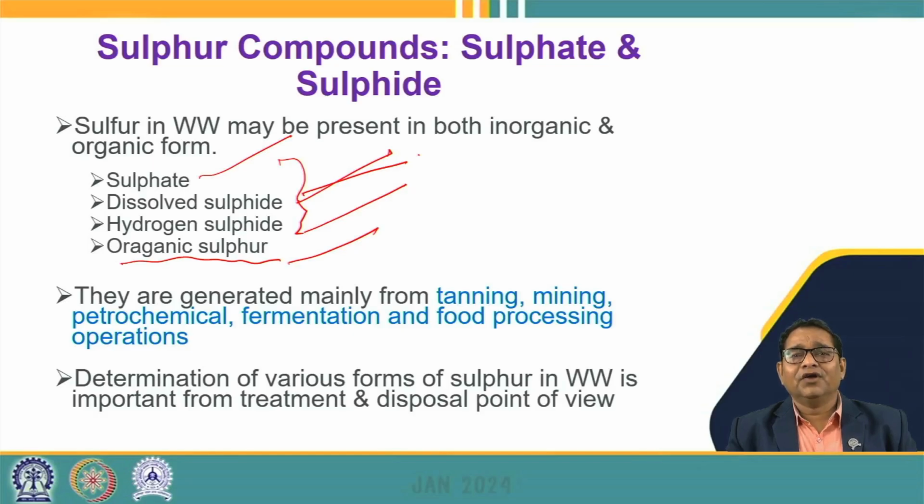found in the wastewater. So these sulfur compounds are mainly generated from tanning industries, mining industries, petrochemical industries, fermentation processes, and food processing industries. Like the number of fertilizers we use, they have a lot of sulfur compounds. Food products have a lot of sulfur compounds. Fermentation processes also generate a number of sulfur compounds in the wastewater. So determination of various forms of sulfur in the wastewater becomes very important from the treatment and disposal point of view.